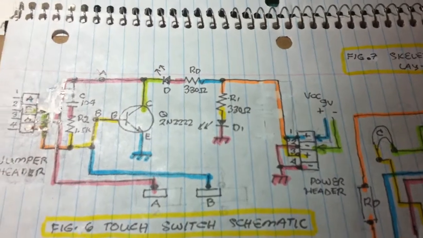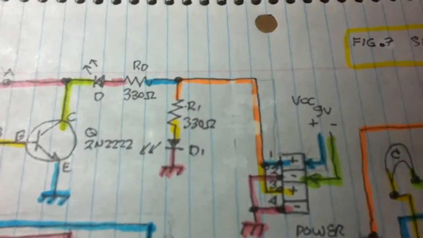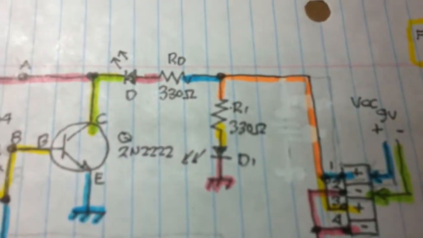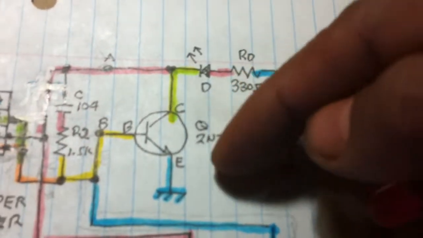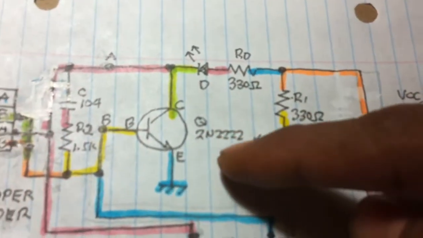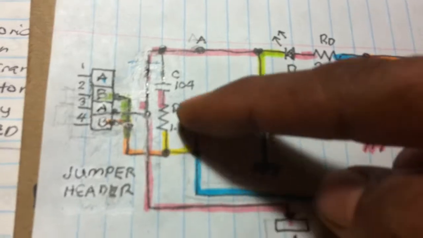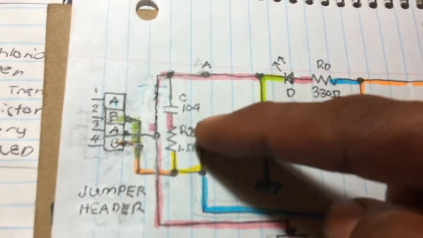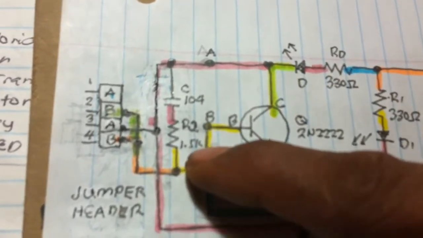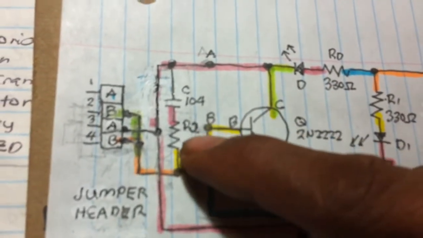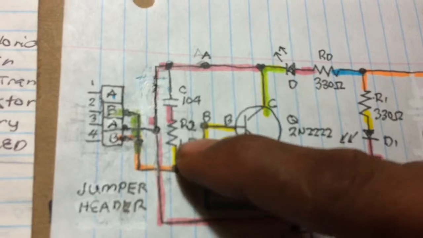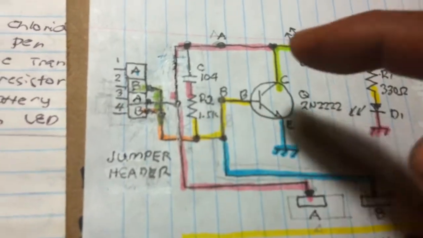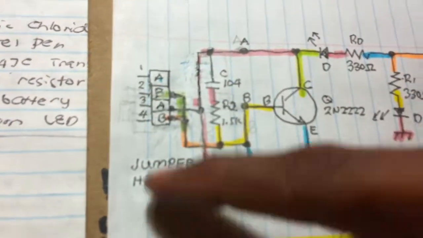So this is now the circuit diagram with its corresponding values: 330 ohms, RD 330 ohms, transistor 2N2222, and then our human body model capacitance 104 or 100 picofarad in series with this resistor that is 1.5 kilo ohms. This is now the jumper header.